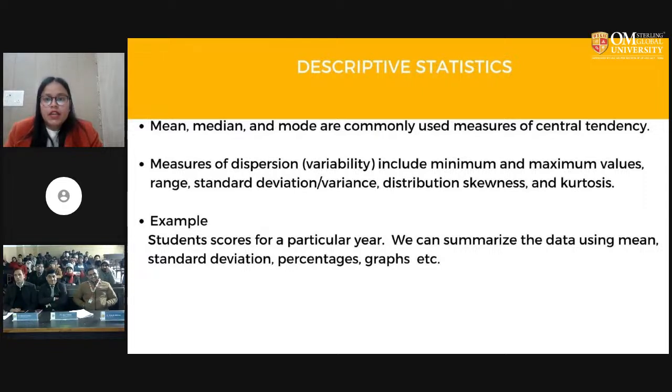For example, we can take the scores of students for a particular year. The best way to summarize that data is to use the mean and the standard deviation, and know how much variation there is in the school scores of the students. You can use the concept of frequencies and percentages. So basically, descriptive statistics helps you to understand the data well and in the quickest way. You can use graphs also. Next slide, please.